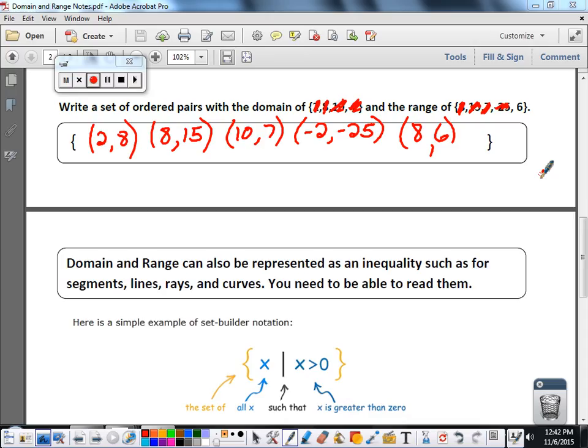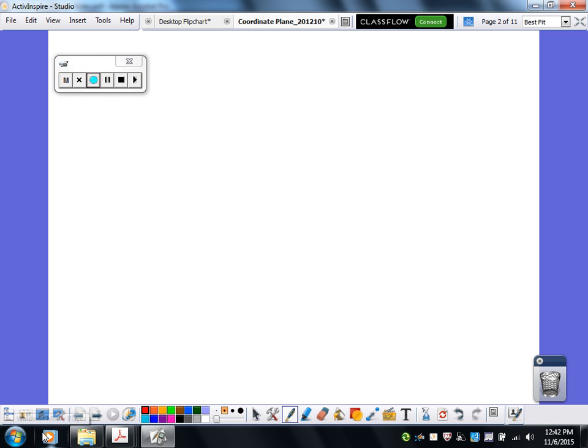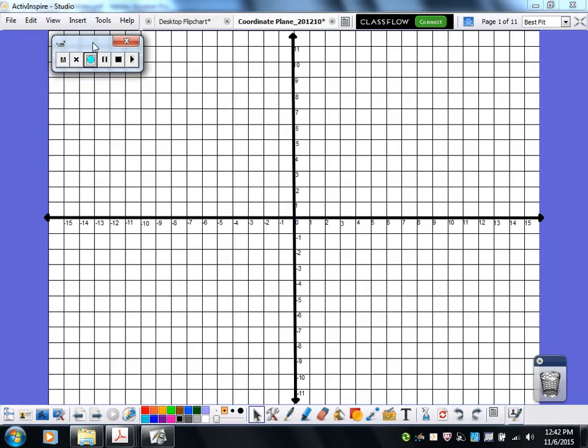So that was kind of the easy one. I could have chosen any of these domain values. I could have done 10, 6, I could have done 2, 6, I could have done -2, 6. Got it? All right, now we're going to talk about something that's not necessarily more difficult, we'll see.